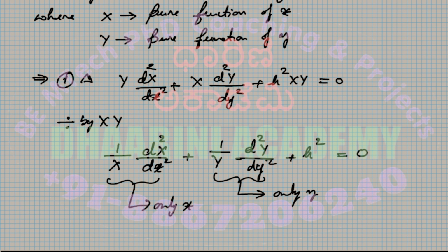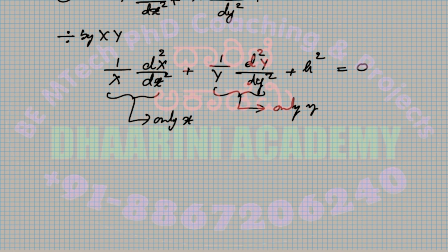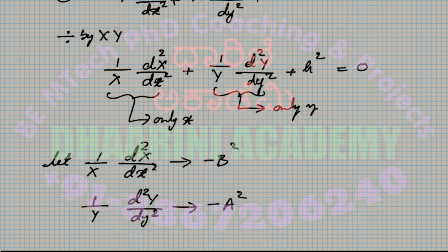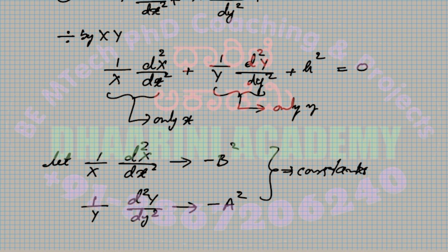Right. So recall the next step. What was the case? You try to substitute something for this. That is, let 1 by X, d square X by d small x square, you call this as minus b square. Similarly, the term containing y, d square capital Y by dy square, we call this as minus a square, where a and b are constants, so minus a square and minus b square are also constants. We got some constants over here.